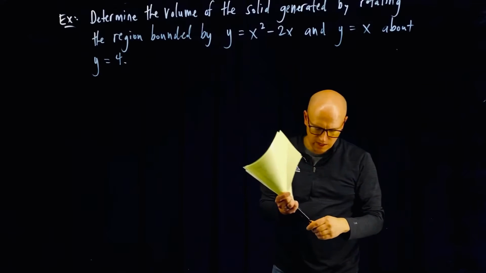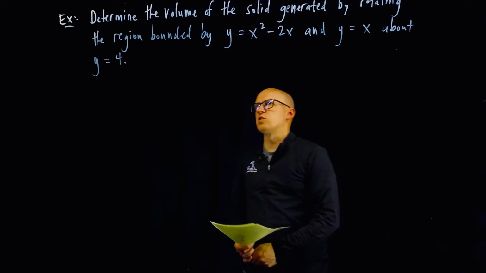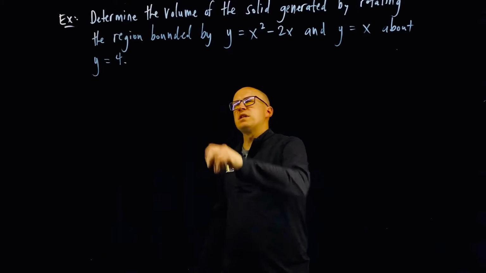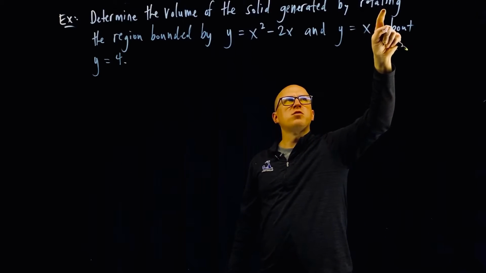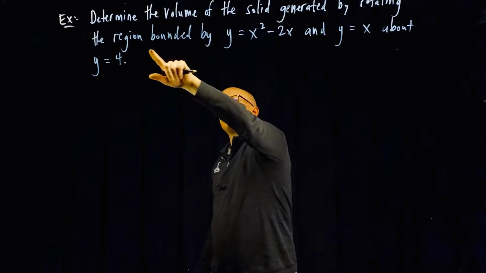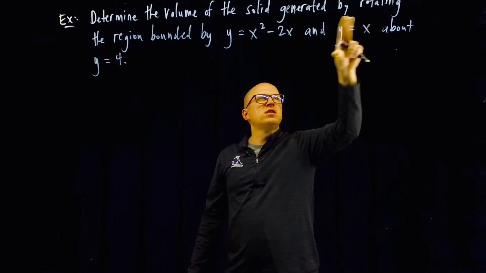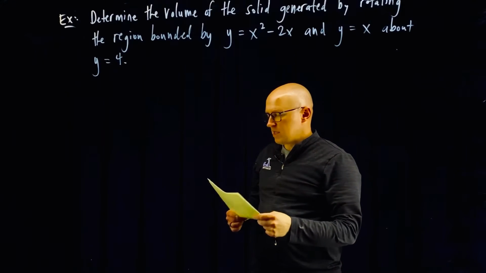All right, friends, what are we going to do first? Well, let's take it apart and make sure this question is making sense. We're determining the volume, so I know I'm talking about a three-dimensional solid generated by rotating. I know I'm talking about circles, washers, or disks. The region bounded by these two functions must bound something. I am rotating around y equals 4.